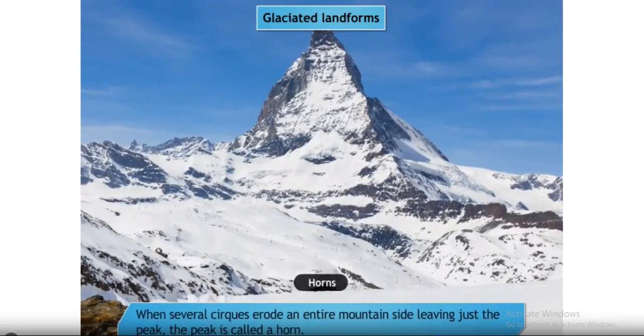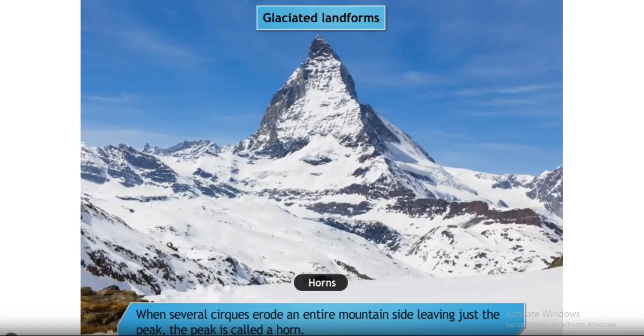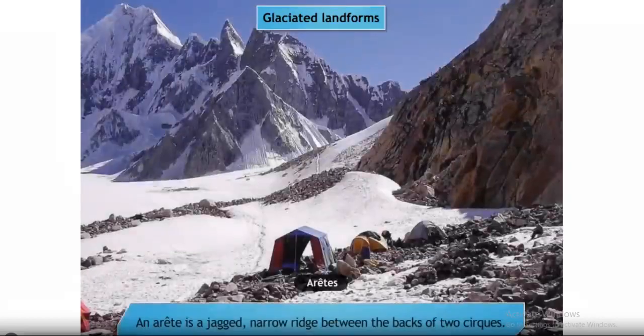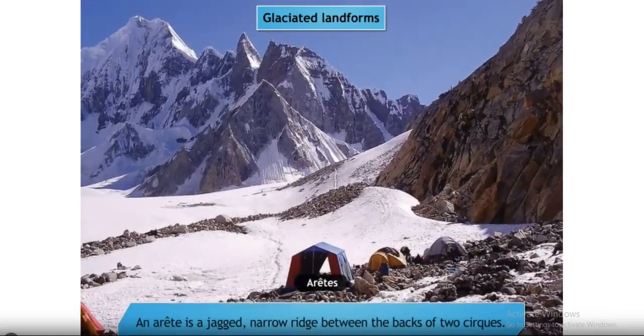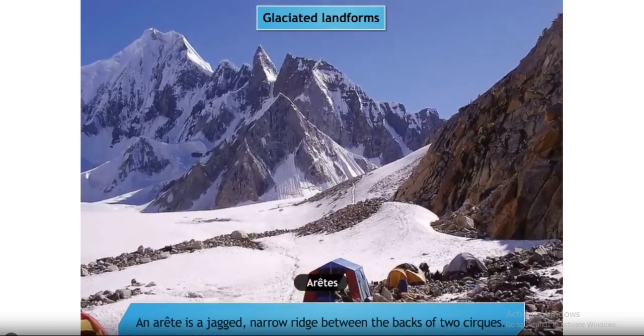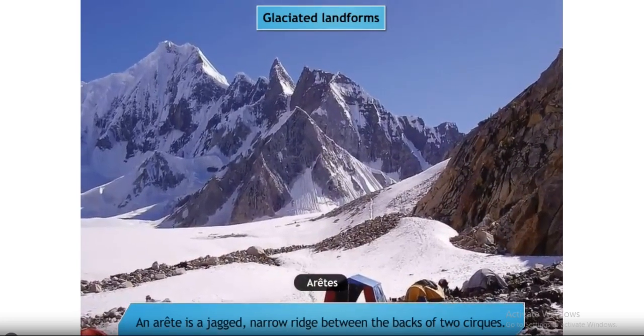When several cirques erode an entire mountainside, leaving just the peak, it is called a horn. The most famous horn on Earth is the Matterhorn in Switzerland. An arête is a jagged, narrow ridge between the backs of two cirques. As each cirque continues to erode the Earth, the edge of the arête becomes steeper and its ridge becomes narrower.